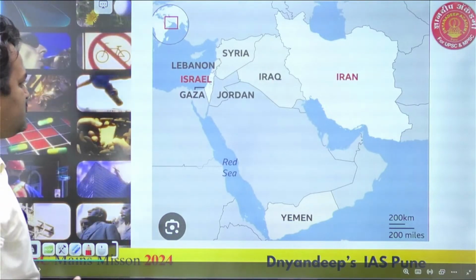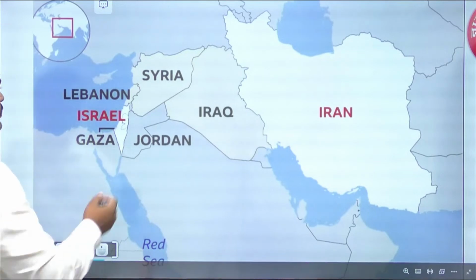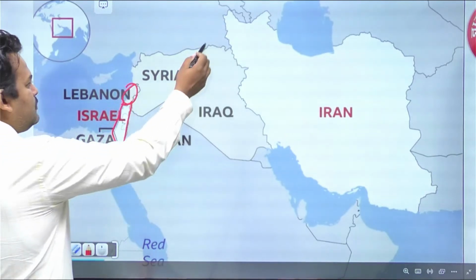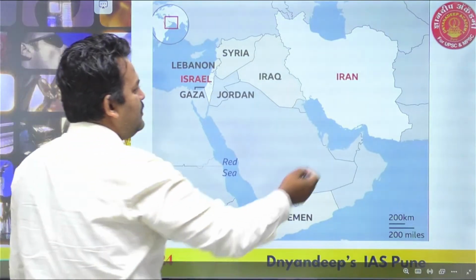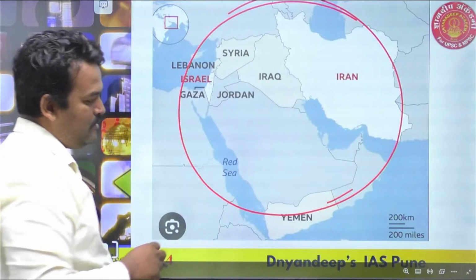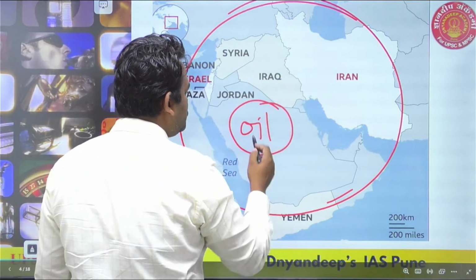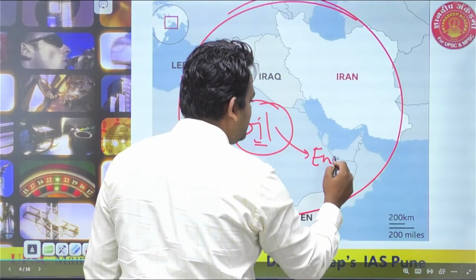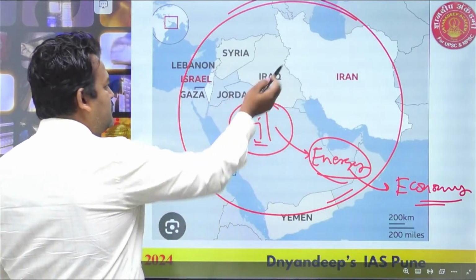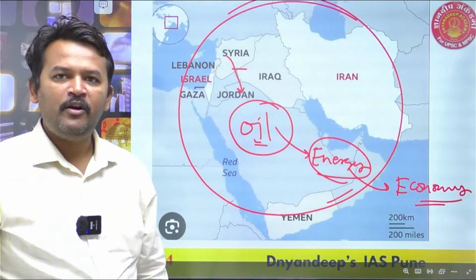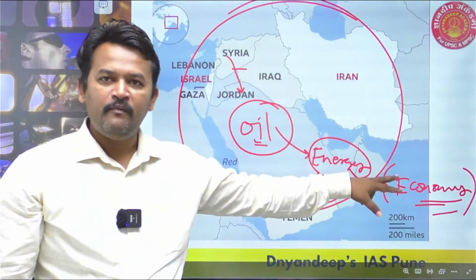When we look at the map, here is Israel, here is Lebanon, Syria, and Iran. When we see the overall map of the region, we can see that Iran, Israel, and all other countries are situated in the Middle East. And the Middle East today provides the majority of oil imports to India. Oil drives the energy sector, and this energy sector drives our overall economy. So if something happens in this region, it will directly impact oil production and oil prices. That will impact our energy security, our overall economic growth and overall economic development.